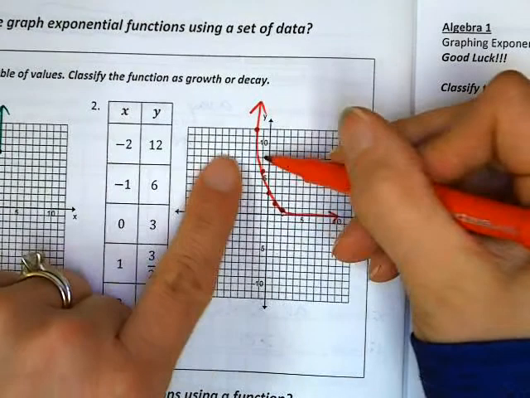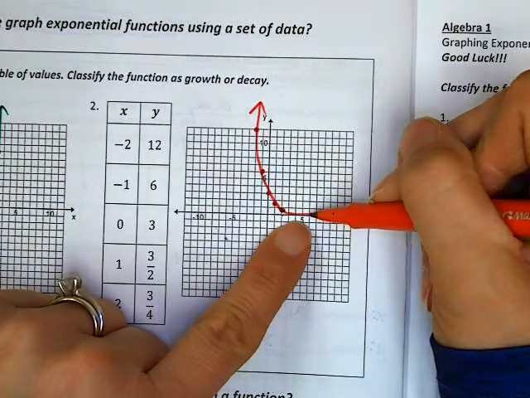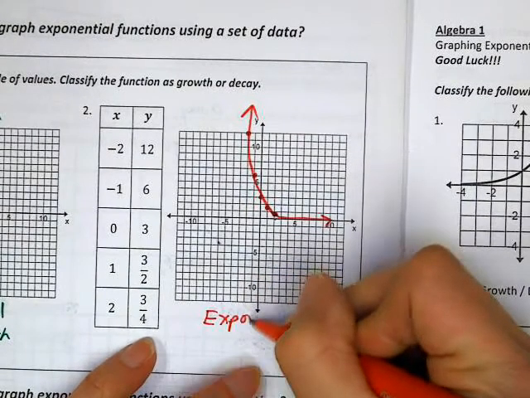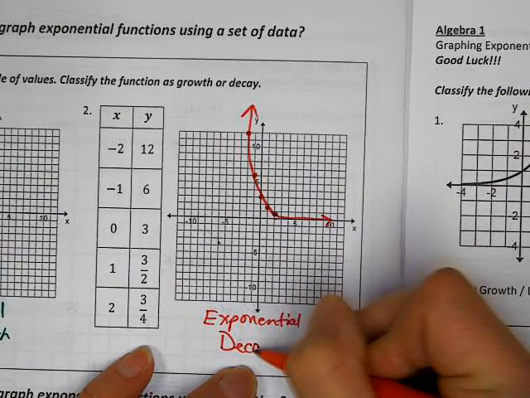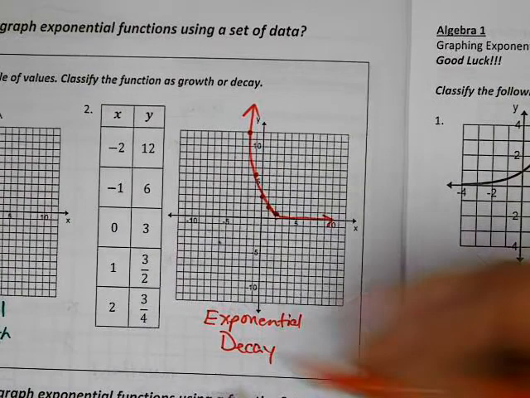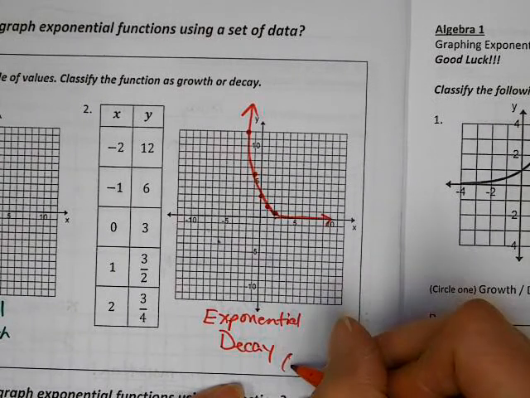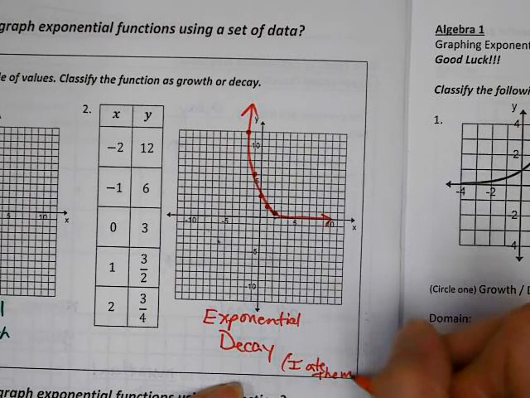So as time is passing, the points are getting closer and closer to the x-axis. So this one is exponential decay. Think of those poor M&Ms, and decay is another way of saying goes away, aka I ate them and they were delicious.